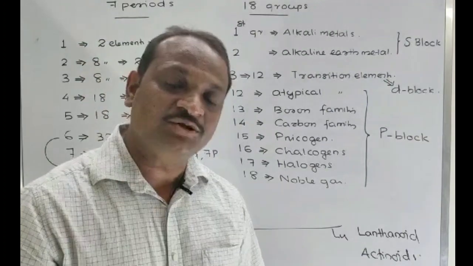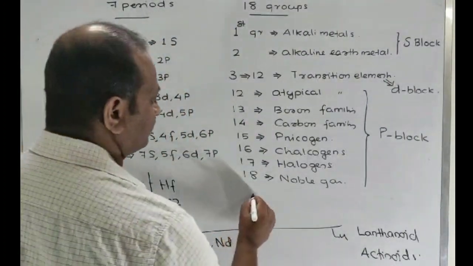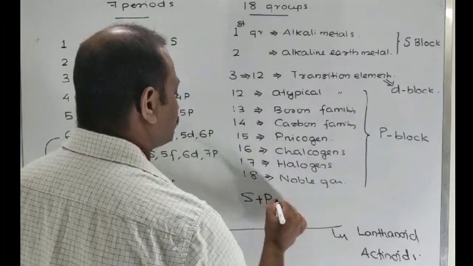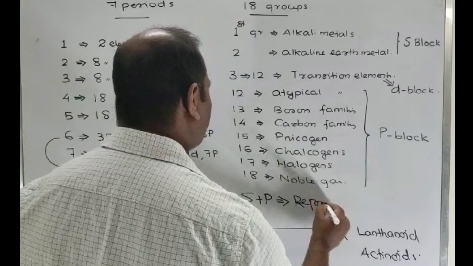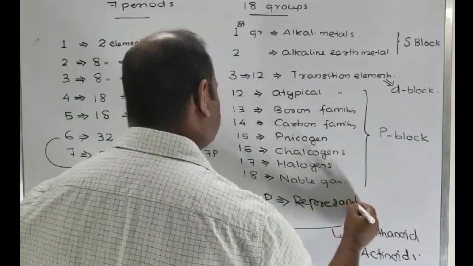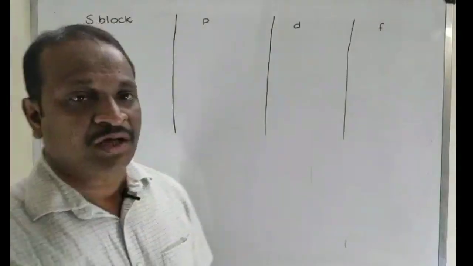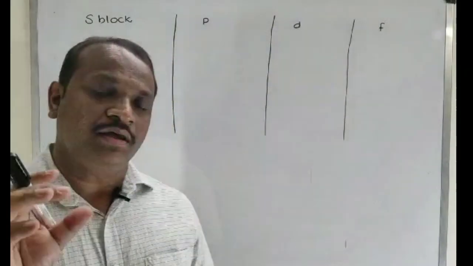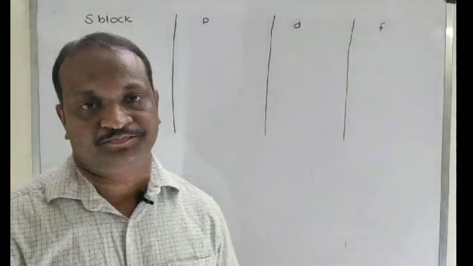S and P blocks together are known as representative elements. S and P block together are called representative elements. Now let's see what the important characteristics of the different blocks are.